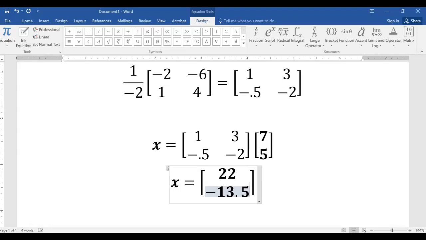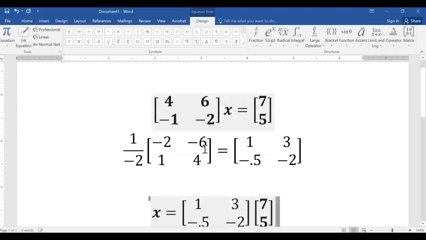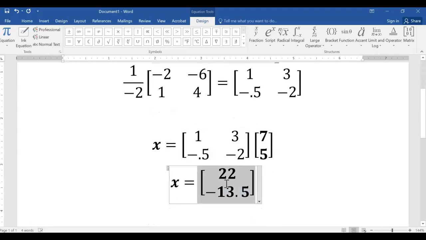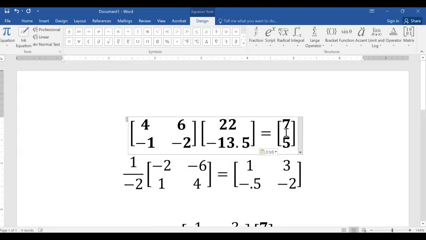I am double checking my answer. Yeah, I got -13.5 on my calculator. And again, if you wanted to check and see if you've done all your calculations right, you can obviously plug it back into this top equation and see if you take 4, 6, -1, -2, multiplied by 22 and -13.5. In other words, if you replaced x with that vector, do you in fact get out 7, 5? And again, I'll just check that real quick.